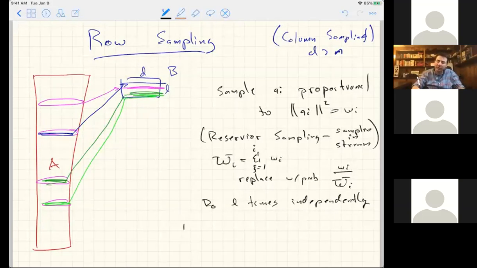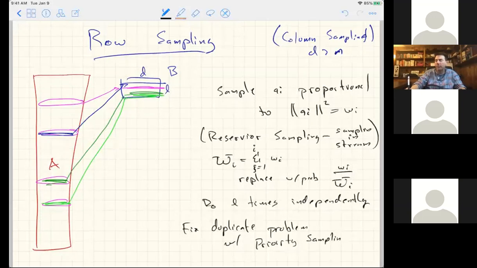You can fix the duplicate problem with what's called priority sampling. And this is described in the book if you're interested. It's a pretty not too hard technique. There's a couple of tricks you need to do, because it turns out the really high weight things you want to keep with probability 1, and so you have to adjust some weights in a certain way. I'm not going to go through that.